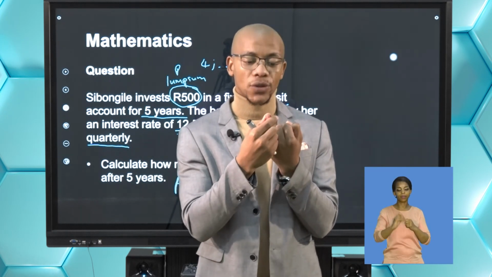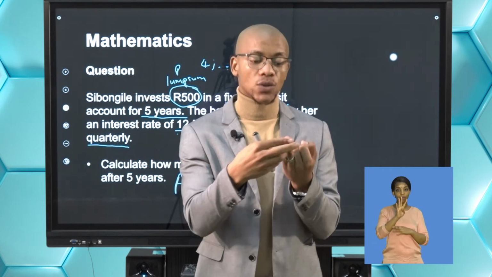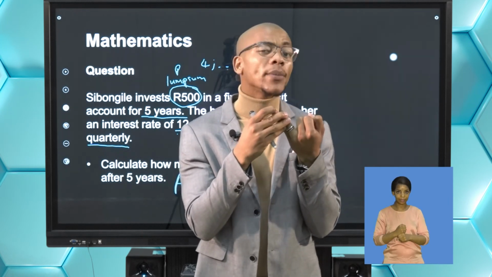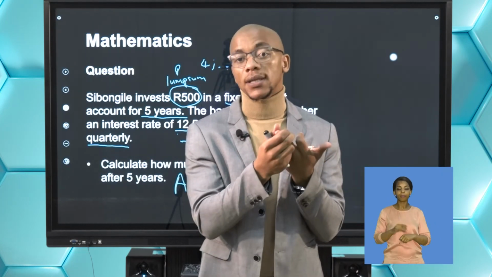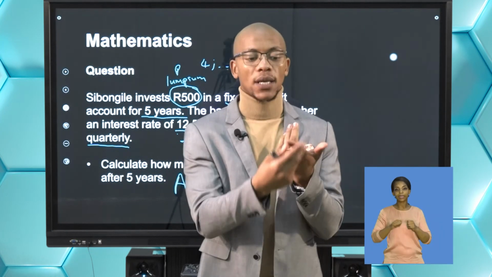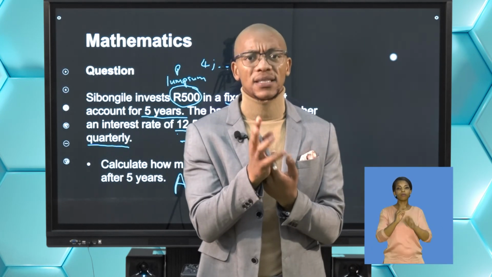They got interest 4 times in the second year. So in 2 years, they got interest how many times? 8 times now. In the third year, they got it 4 times. So after 3 years, they got it how many times? 12 times. Like that, like that. So what does this mean?